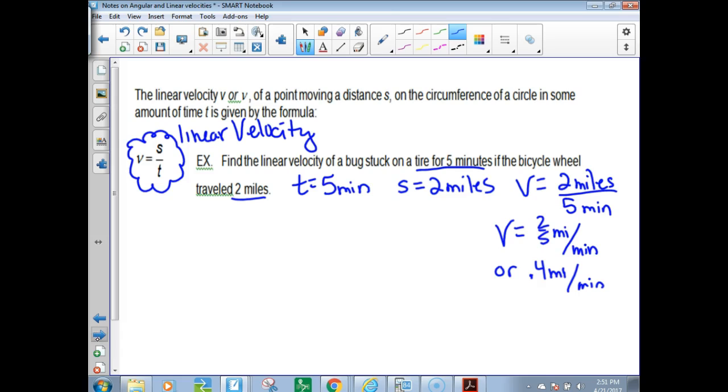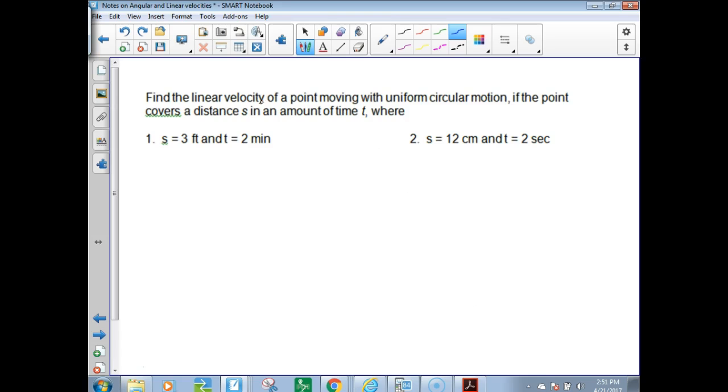Okay, that's the first example. Now we're going to some more. Number 1, find the linear velocity of a point moving with uniform circular motion. The reason they're saying uniform circular motion: when you ride a bike, do you always go the constant same speed? Well, you must be one special bike rider. I go slower and faster depending on the incline. So we're just assuming a uniform circular motion. Otherwise, this is a little off.